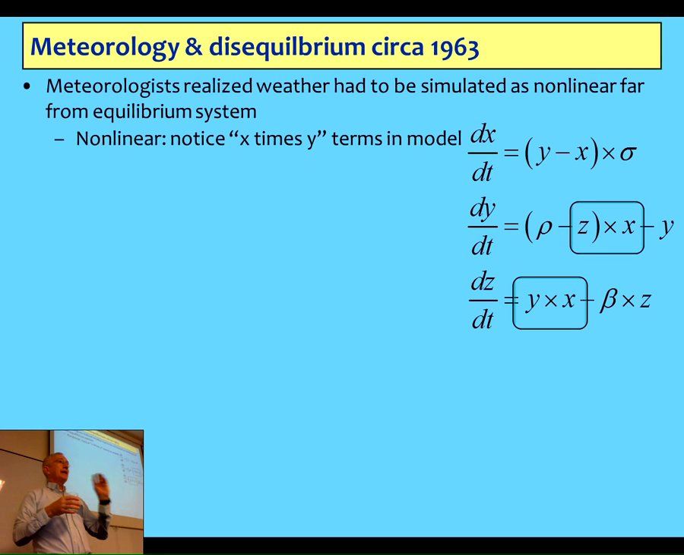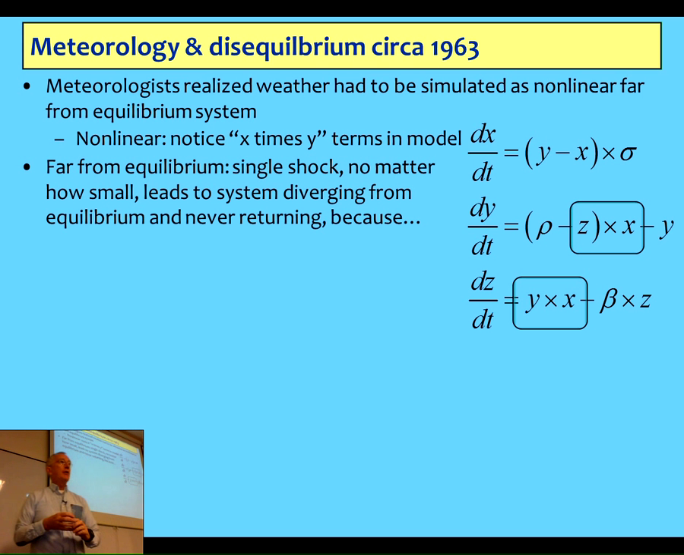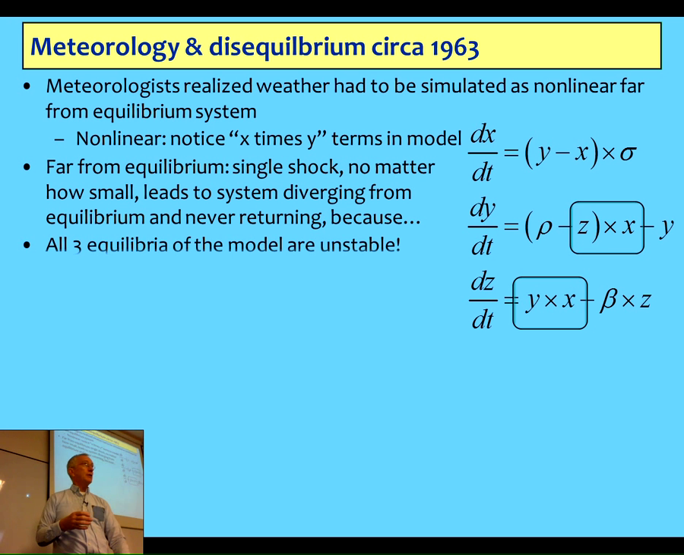So the nonlinearities are not imposing a nonlinear behavioural assumption on what weather clouds do. It's just multiplying two variables together. And then a single shock moves you away from equilibrium permanently. And you never get back to equilibrium again, because, this is the important point raised a while ago by one of the questioners, the system has three equilibria, and all of them are unstable.